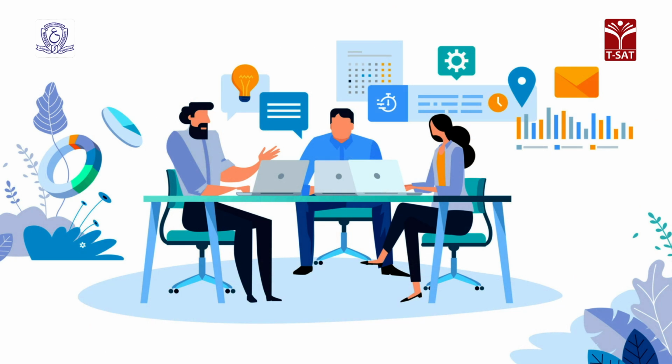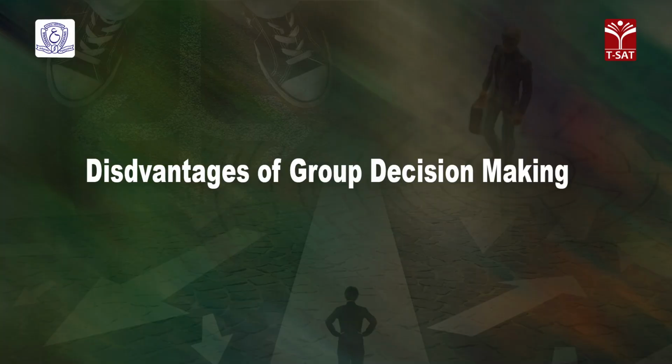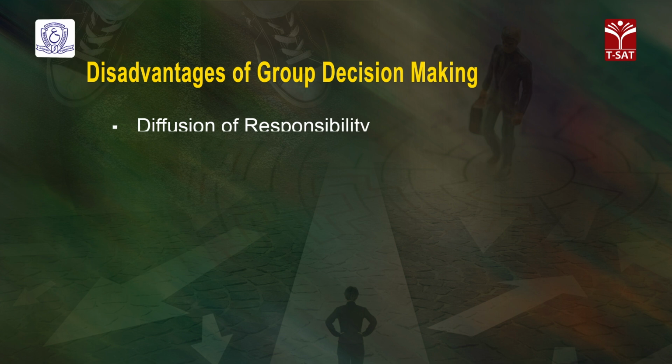However, like for any phenomena, there are two sides. Similarly, group decision making not only has the advantages, but also it has some disadvantages. Now, let us see what are the disadvantages of group decision making. The major disadvantages of group decision making are: the first disadvantage is diffusion of responsibility.